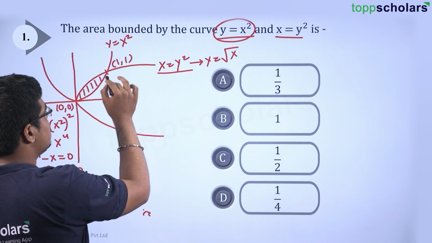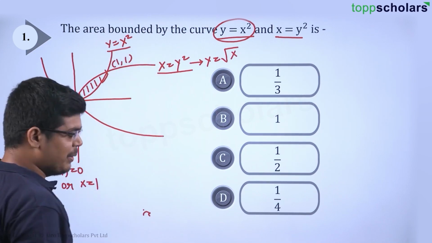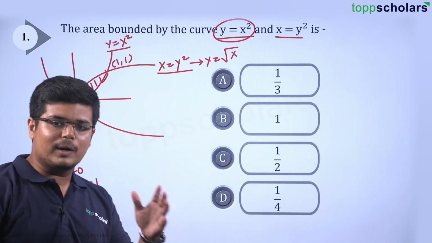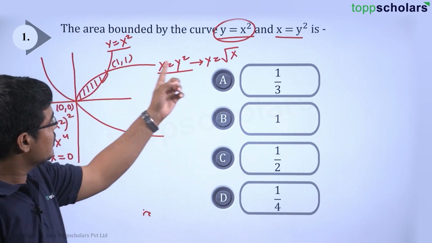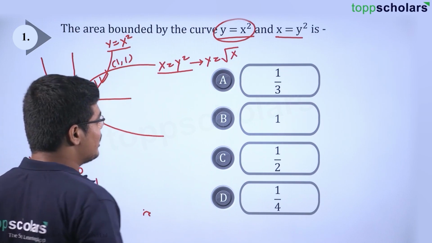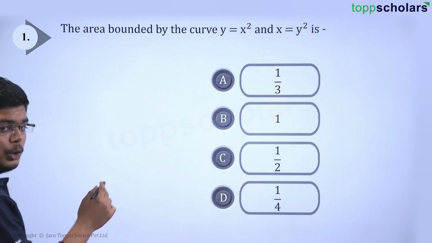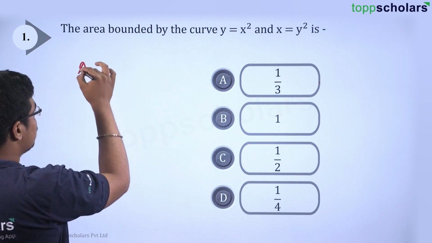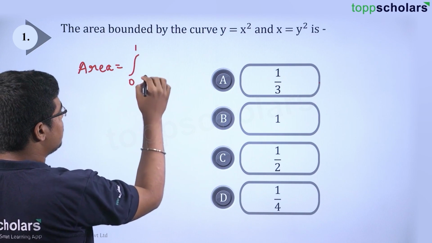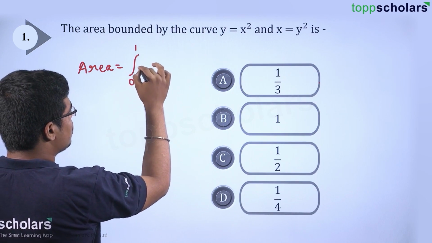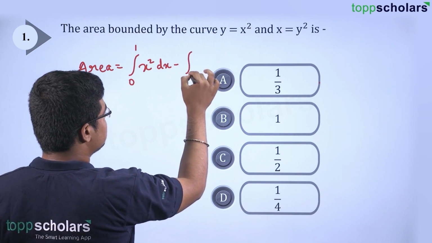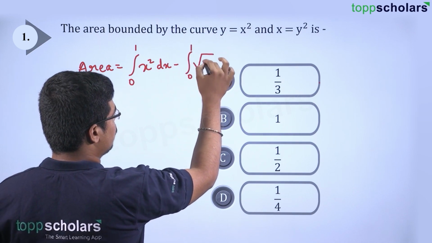The lower curve is this curve y equal to x square, which means students, area is simply going to be equal to upper curve minus lower curve. Here the upper curve is root x, the lower curve is x square. So, now let us go ahead and integrate. So, now students, area will be equal to integration of 0 to 1, the upper curve root x, minus integration 0 to 1, the lower curve x square.